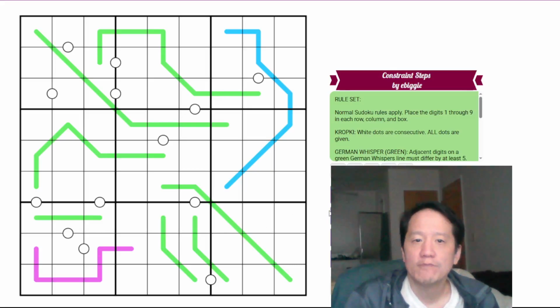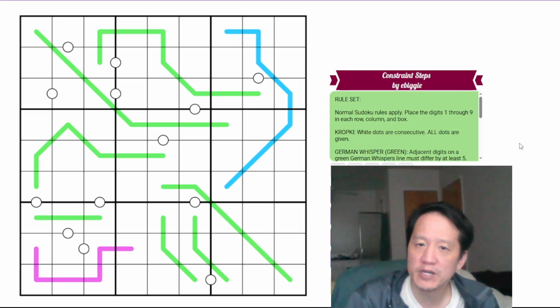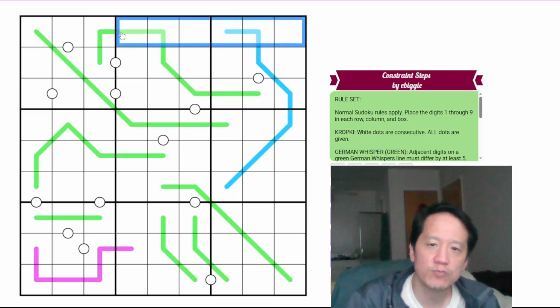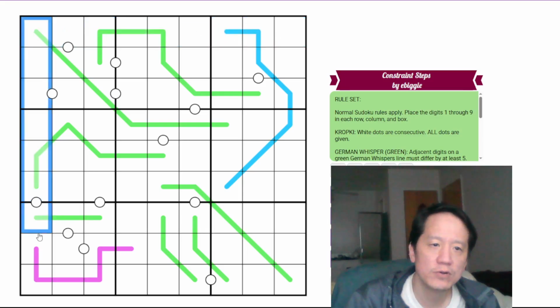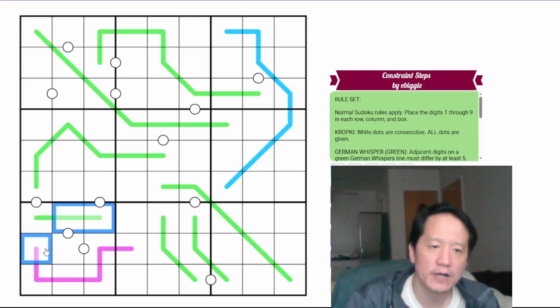Hello everyone, I'm Frank and welcome to Frank Puzzles, and this is today's challenging level puzzle, and it's called Constraint Steps by E. Biggie. And here are the rules. Normal Sudoku rules apply. Place the digits 1 through 9 in each row, column, and box.